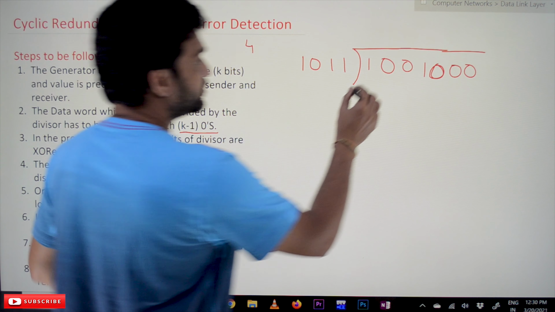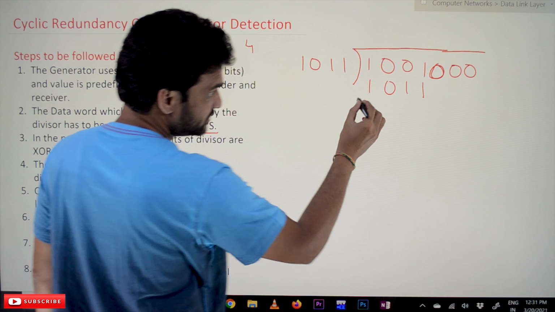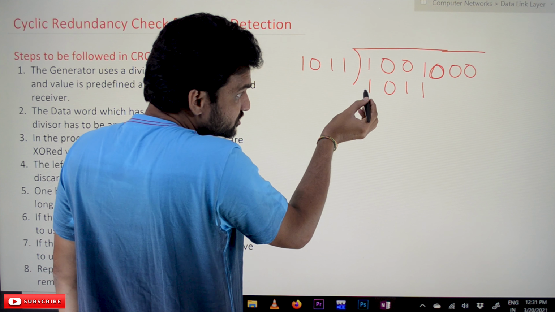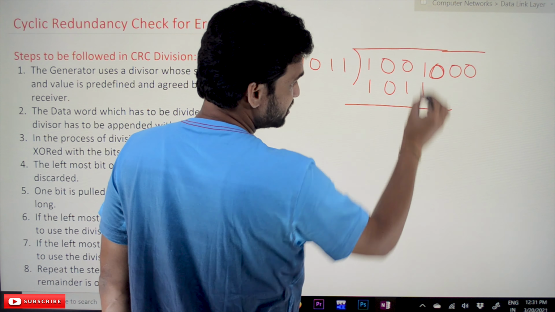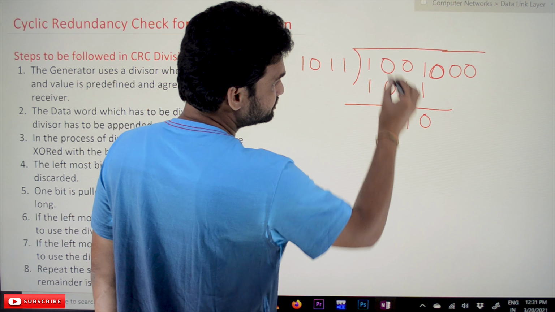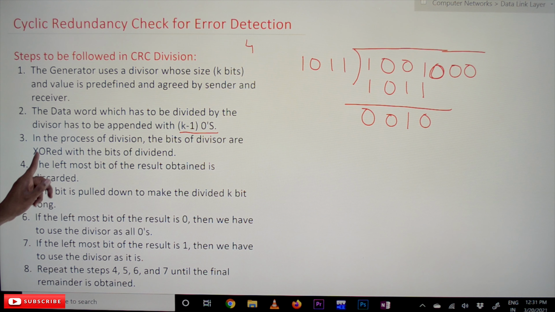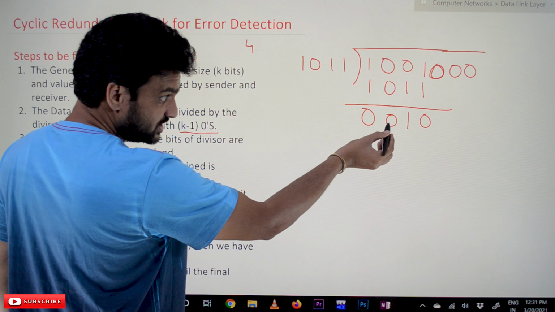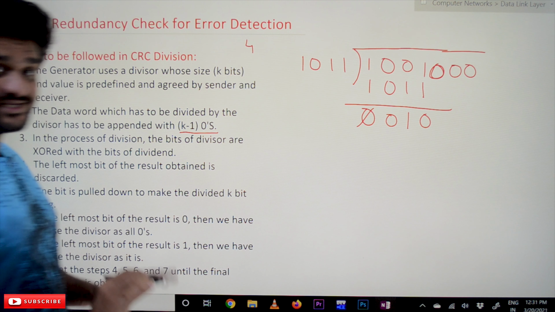Here we are going to XOR the divisor value with the dividend bits. In this case it is 4 bits, so the 4 bits of the dividend are XORed with the 4 bits of the divisor. XOR gives 0 1 0 0. What is the next step in the process? The leftmost bit of the result obtained is discarded. So the result that we obtained after the XOR process, this leftmost bit is discarded.